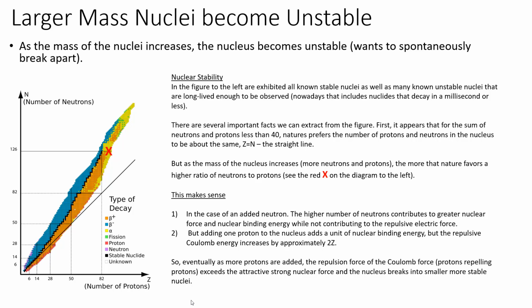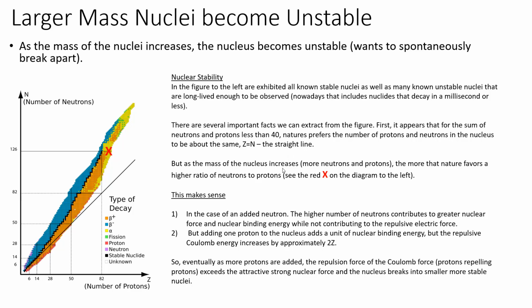Let's take a look at this. There are several important facts we can extract from this figure. First, it appears that for the sum of neutrons and protons less than 40, so right in this area, nature prefers the number of protons and neutrons in the nucleus to be the same. You can see these dark lines right here line up with the straight line. The straight line is number of neutrons equal to the number of protons. So that makes sense.